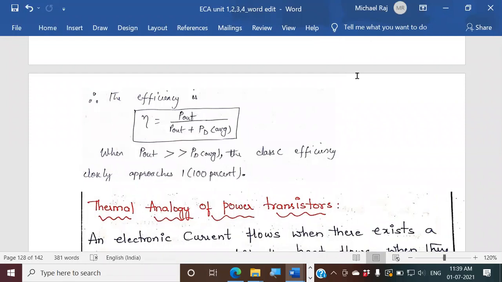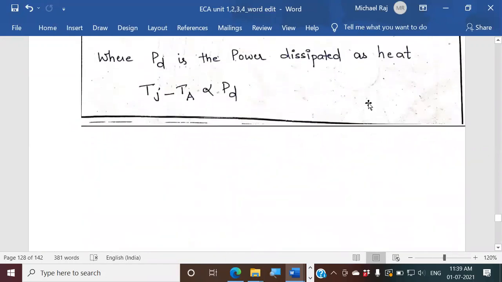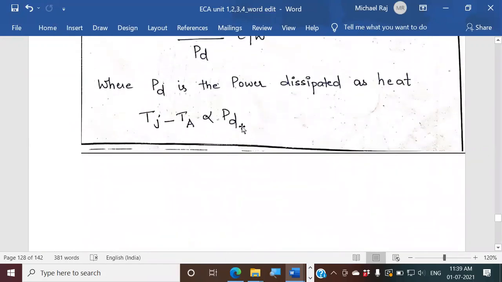when we connect supply, when the transistor starts to dissipate power, will the dissipation PD be proportional to junction temperature or junction temperature minus surrounding temperature? Which one should we consider? Junction temperature minus surrounding. Very good, correct answer. So that is why we have here PD, power dissipation, which is proportional to junction temperature minus the surrounding temperature.